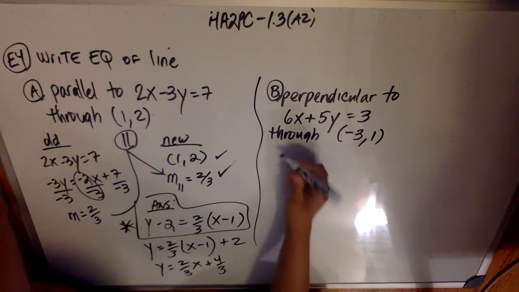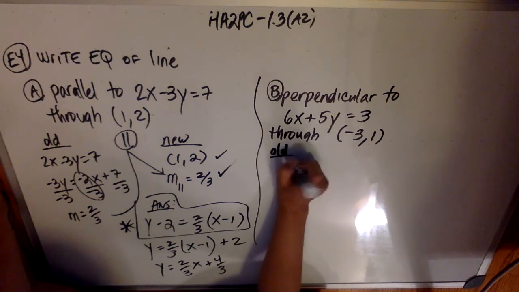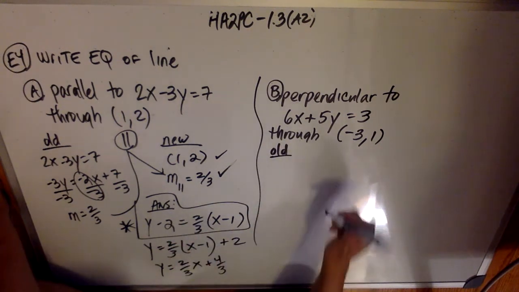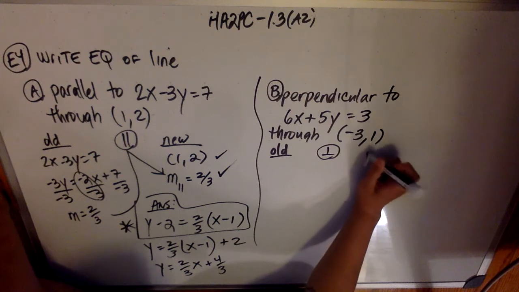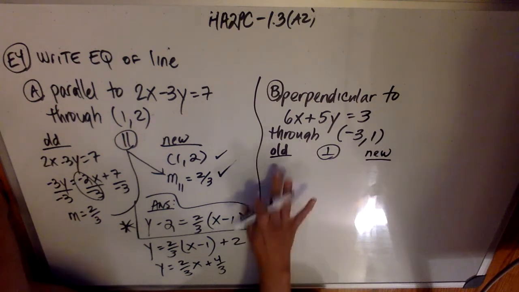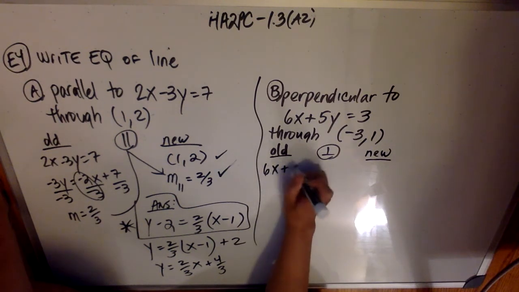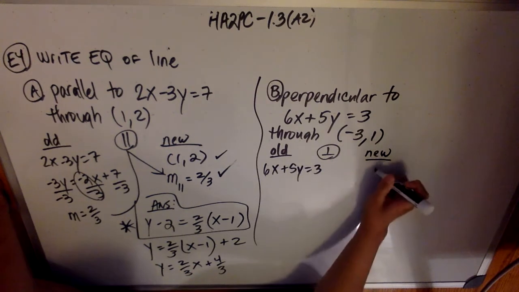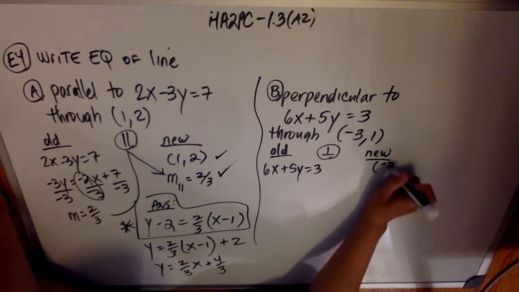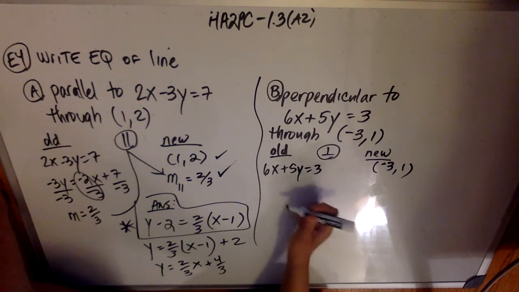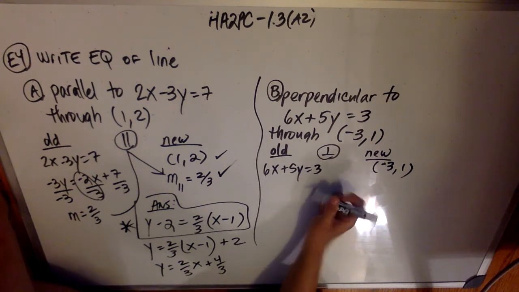So same thing with B, I have to recognize that there are two lines. Anytime you hear the word parallel or perpendicular, you have to recognize that it is comparing two different equations. So my old equation is 6x plus 5y equals 3, and I know that my new equation has the point (-3, 1). So I'm going to solve this again for y just to find the slope.